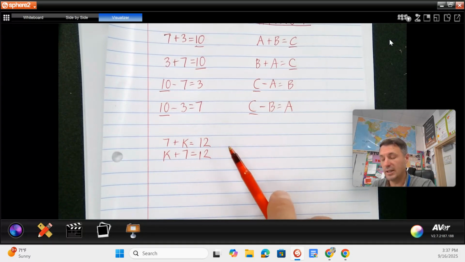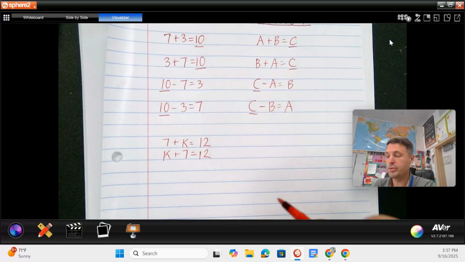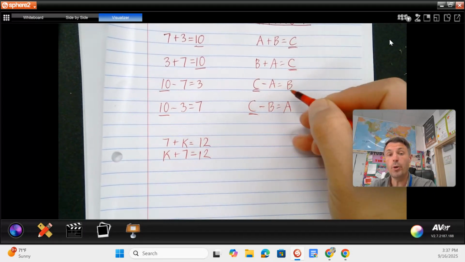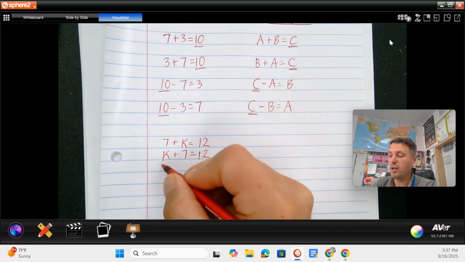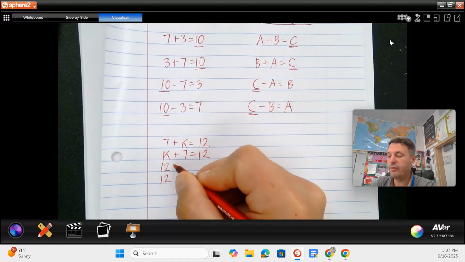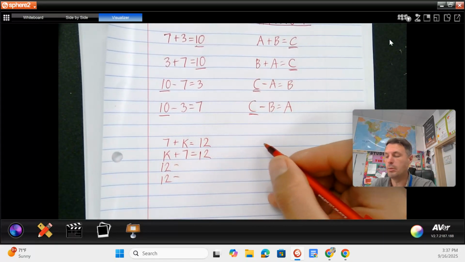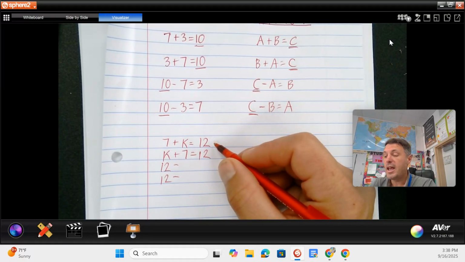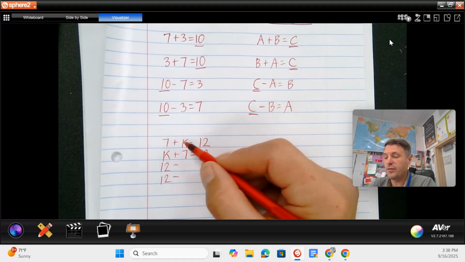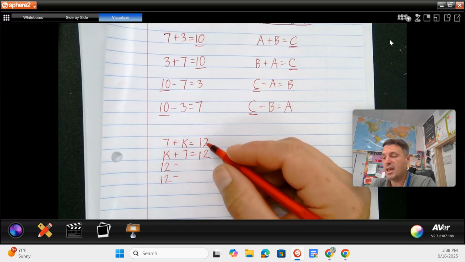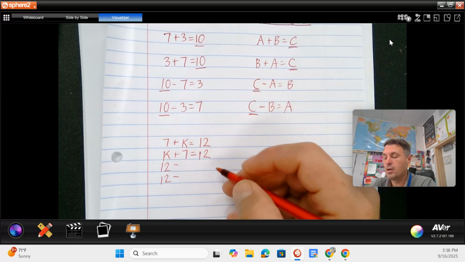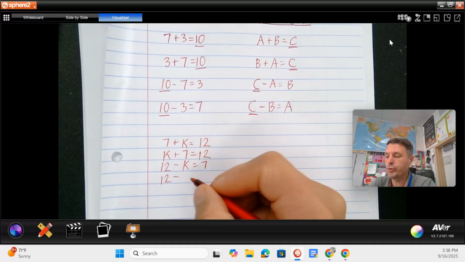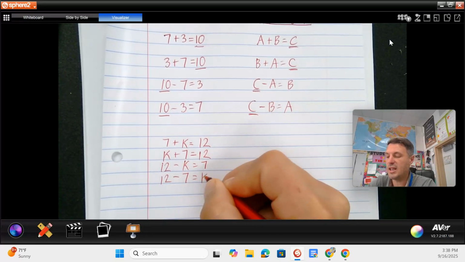Okay, now let's do the two subtraction problems. Notice the pattern. Whatever the answer is goes all the way to the left for both subtraction problems. So 12 goes all the way to the left for both of the subtraction problems because it's the answer in both of the addition problems. And then the same two numbers that flip-flop over here, the 7 and the k, they flip-flop here and here. So if it's true that 12 minus k equals 7, it's also true that 12 minus 7 equals k.